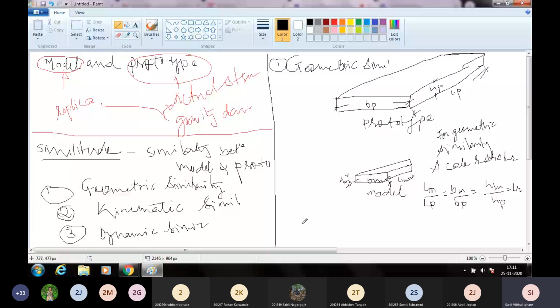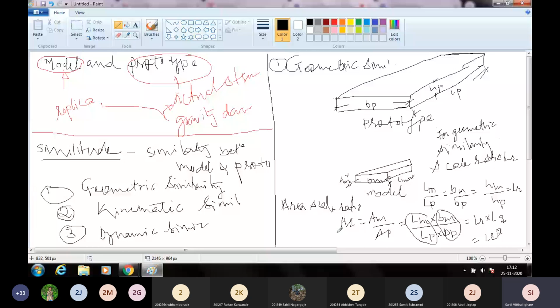Okay, in the same way, if I just have to write the area scale ratio, so area scale ratio, that is equal to AR, area in a model to area in prototype. Now how to write area? Length into width. So length in a model times width in model, divided by length in a prototype times width in prototype. Okay, that is equal to, if you see this LM by LP and BM by BP, that is LR multiplied by LR. So I can write it as LR square. So if area ratio is there, you have to write this LR square.